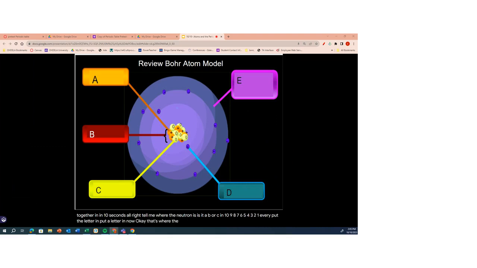Okay, that's where the proton is, you guys. Proton is A. I asked for a neutron. Anybody know where the neutron is? Okay, thanks, Janaya. C is the neutron, right? Yep, C is the neutron.